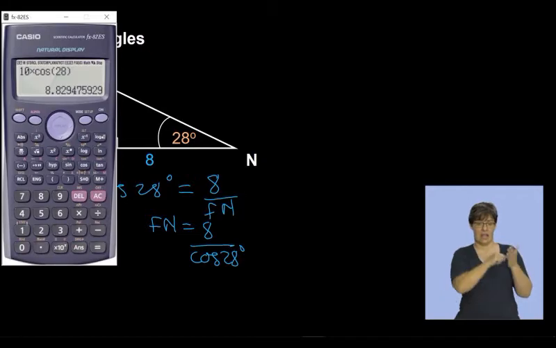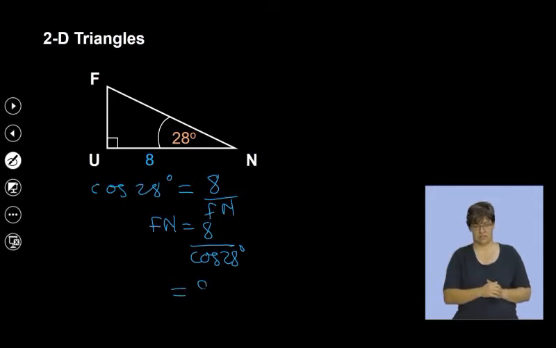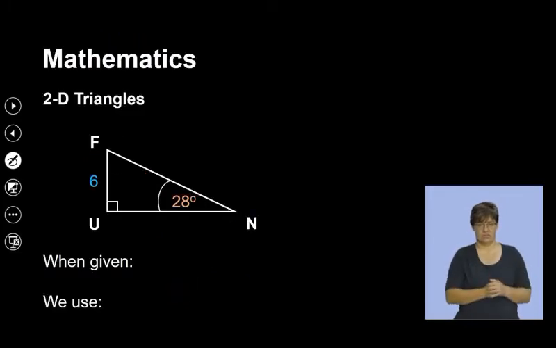And from my calculator, I will say 8 divided by cos 28, close the bracket, and that will give me 9.06. So this will be 9.06, and that will then be the length there. Then the last one also is, if now I'm given this side and I'm trying to find maybe UN, right?